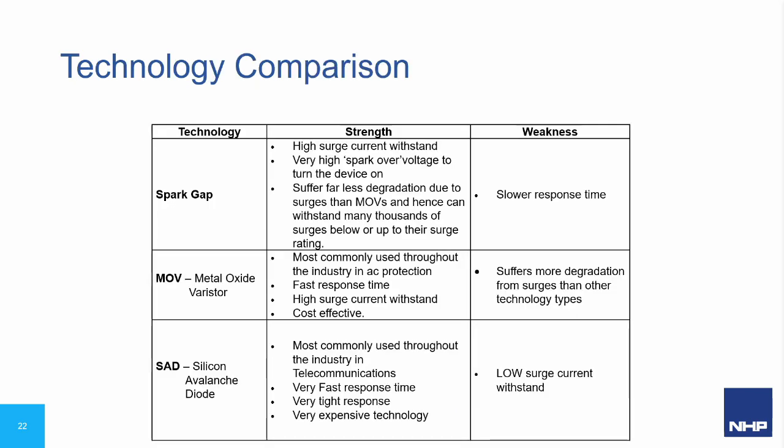So to compare the technologies, spark gaps have a high surge current withstand and don't degrade. However, they have a slow response time and still let through a high initial peak. MOVs have a high surge current withstand and a fast response time. However, they degrade with each transient. And the diodes have a very fast response time and don't degrade. However, they have a much lower surge current withstand.